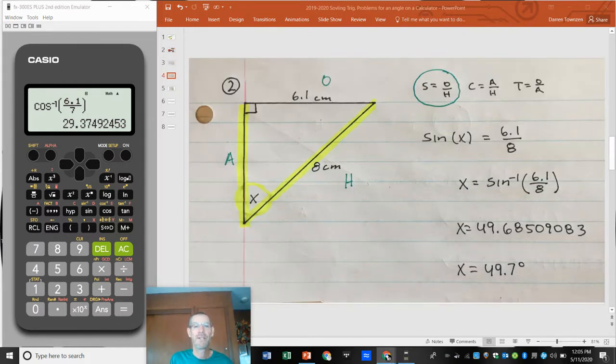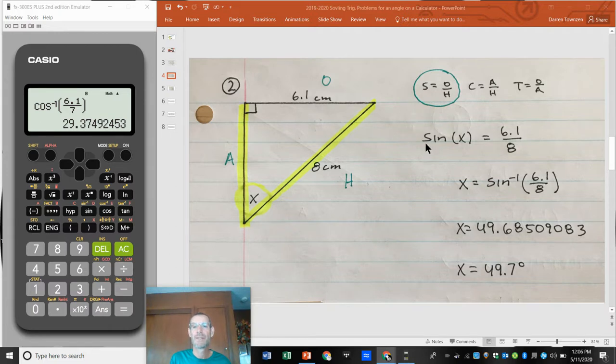Here's another example. My reference angle is x. Here are the two sides that make up the reference angle. The longer is the hypotenuse, the other one's the adjacent, and the third side is the opposite. So in this problem, I need a place to put my 6.1 in for the opposite and my 8 in for the hypotenuse. So when I look at my SOHCAHTOA, that's going to have to be sine, because it's the only one that has a place for the 6.1 and the 8. So this is a sine problem.